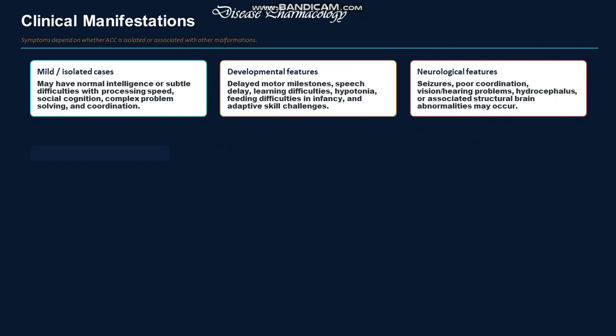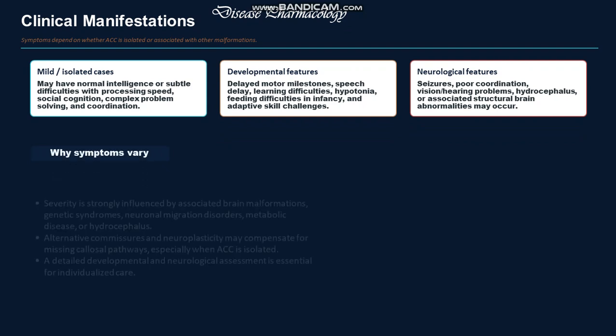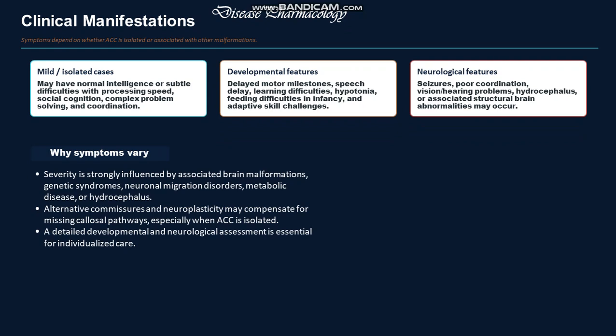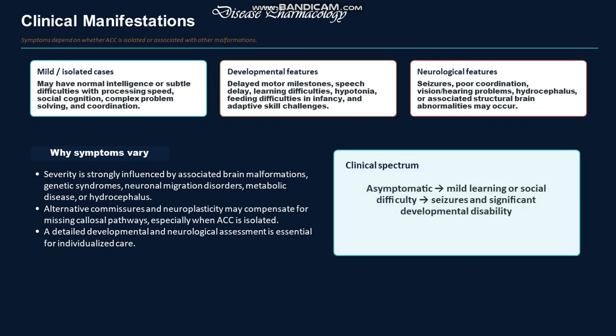Neurological features: seizures, poor coordination, vision and hearing problems, hydrocephalus, or associated structural brain abnormalities might be there. Symptoms may include brain malformation, genetic syndrome, neuronal migration disorder, metabolic diseases. Neuroplasticity may compensate for a missing callosal pathway, especially when ACC is isolated. A detailed developmental or neurological assessment is essential for individualized care. That is the clinical spectrum in ACC.